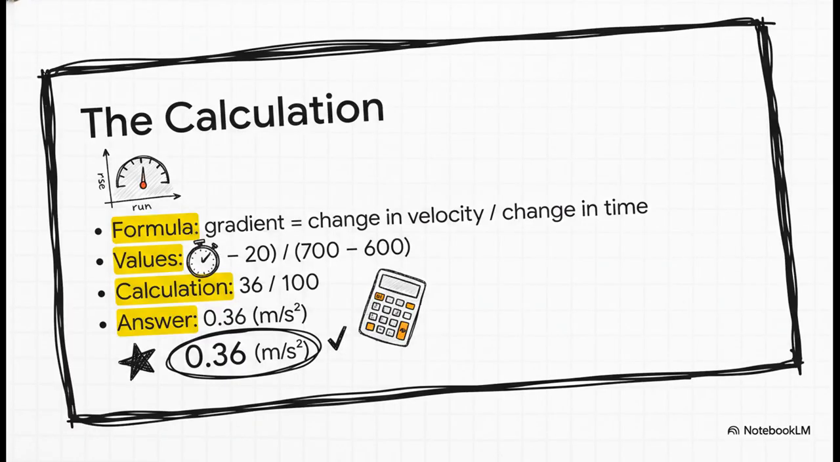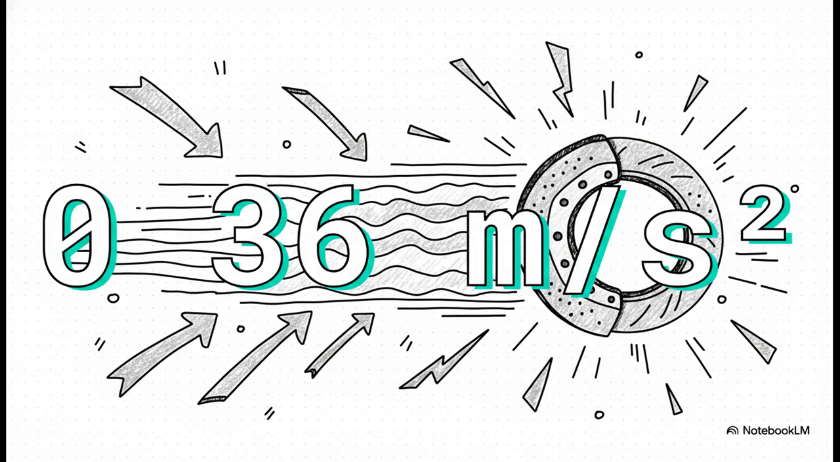Remember, gradient is just the change on the vertical axis, the rise, divided by the change on the horizontal axis, the run. Here, the velocity drops from 56 down to 20 over a 100-second period, so that's a change of 36 divided by 100. And that gives us our answer, 0.36 meters per second squared. That number tells us the train's deceleration at the very moment its brakes were being applied with the most force.